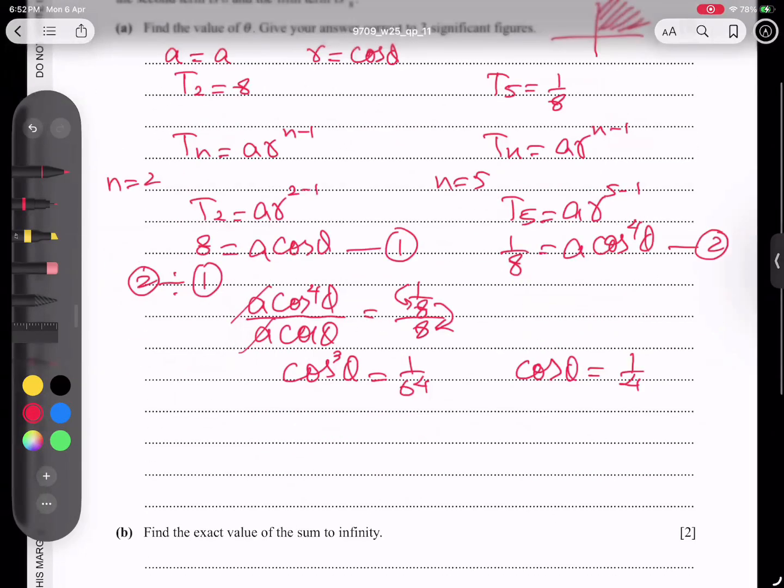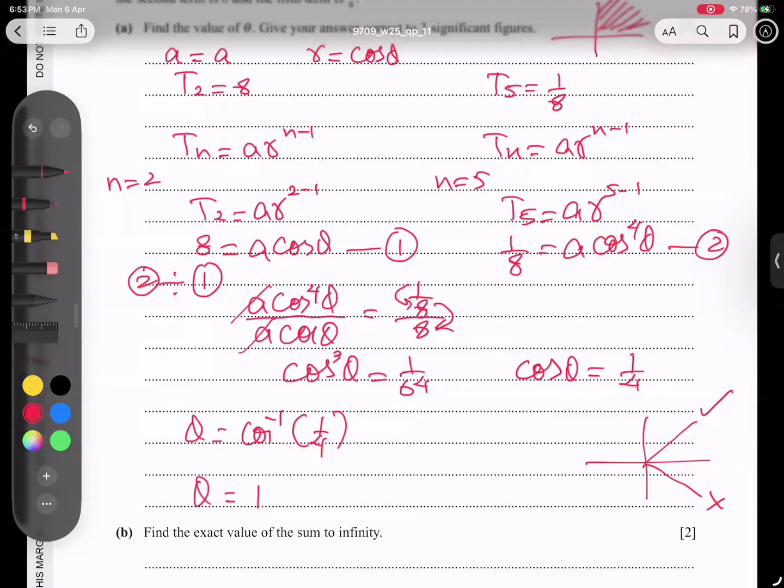Now students, we know cos is positive here and here. This ignore, I need this only. If I take cos inverse 1 by 4, so 1.32, if you write in radians, 3 SF must be written. So 1.32 radians. I hope that is clear.